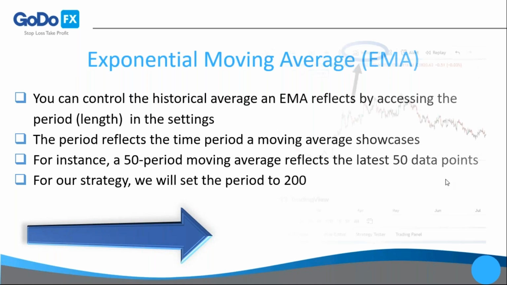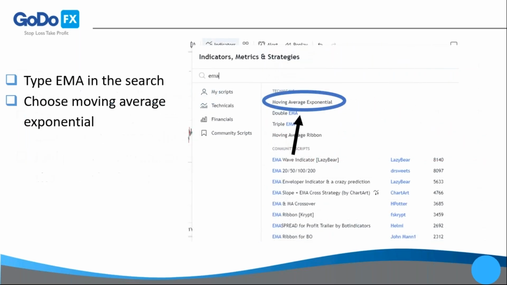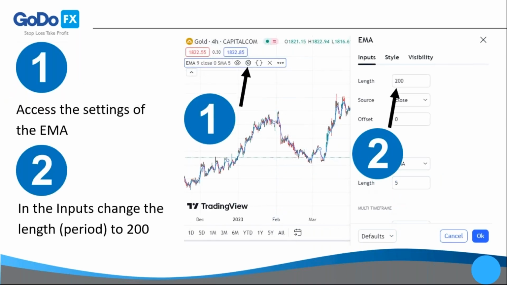Here's how. So first, you go to tradingview.com, you open any chart you want. In this example, I'm using the gold chart. You press on the Indicators tab as shown in the figure. After that, you type in the search box EMA and choose Moving Average Exponential. After that, you go back to the chart, access the EMA settings exactly as I'm showing you in the figure.